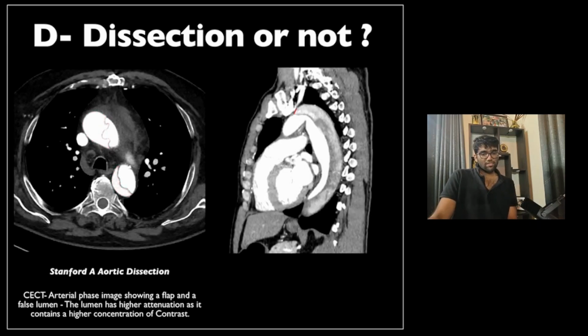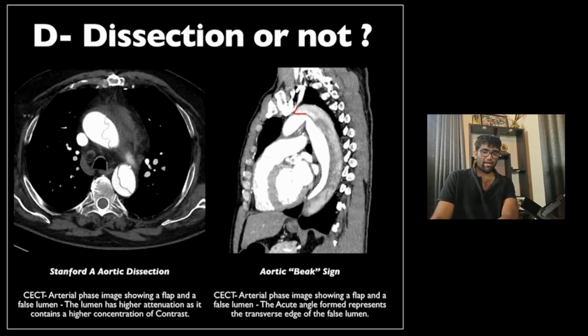This is a sagittal section showing the same. I have highlighted a particular portion at the start of the dissection. This is what is called the aortic beak sign. In this CT sagittal section, the angle formed by the endothelial as well as the neural walls of the false lumen make an acute angle, that is less than a 90-degree angle with each other. So that is what is called the aortic beak sign.